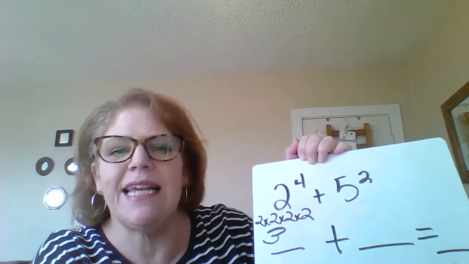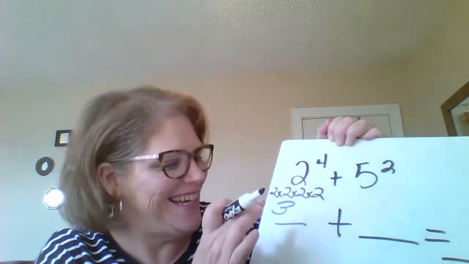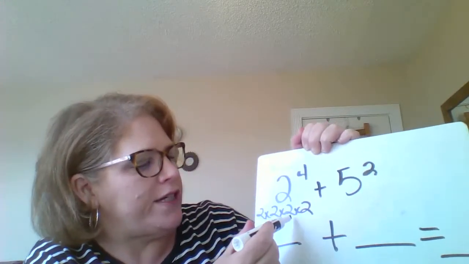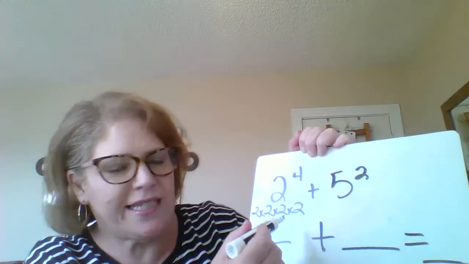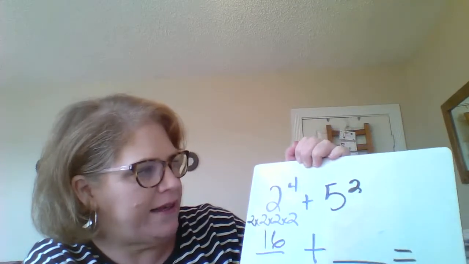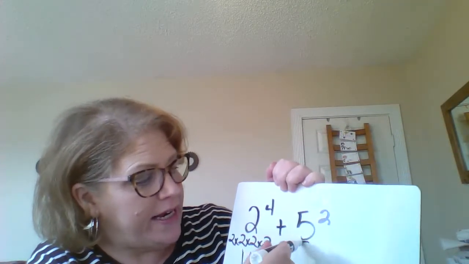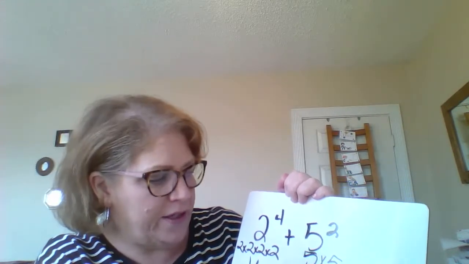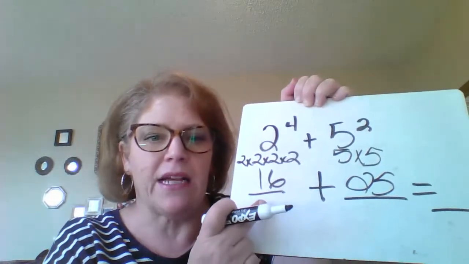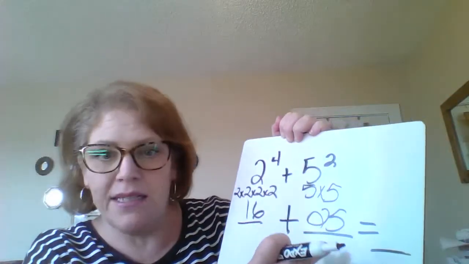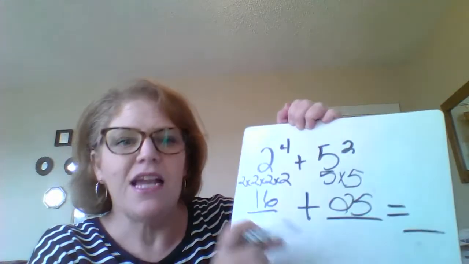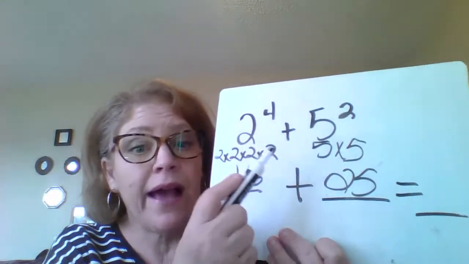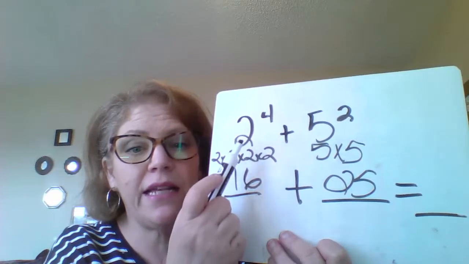8 times 2 is 16. 2 times 2 is 4, 4 times 2 is 8, 8 times 2 is 16. So this is 16. And then this over here is 5 times 5, which is 25. So that is what you're adding: 16 plus 25. Before you can do an addition problem, you have to figure out what this stands for.